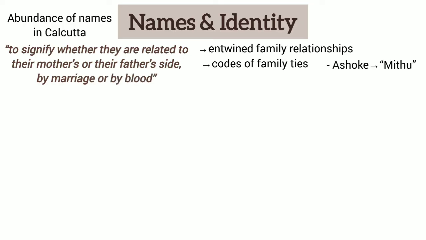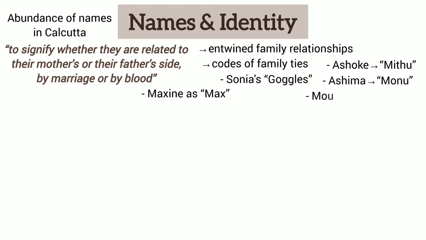Ashok becomes Mithu and Ashima switches to Manu. Various nicknames, like Sonia's Goggles, Maxine being Max, and Moushumi being called Mouse by Dmitri, signify the multifaceted worlds Lahiri's characters inhabit concurrently, causing internal division yet offering comfort.